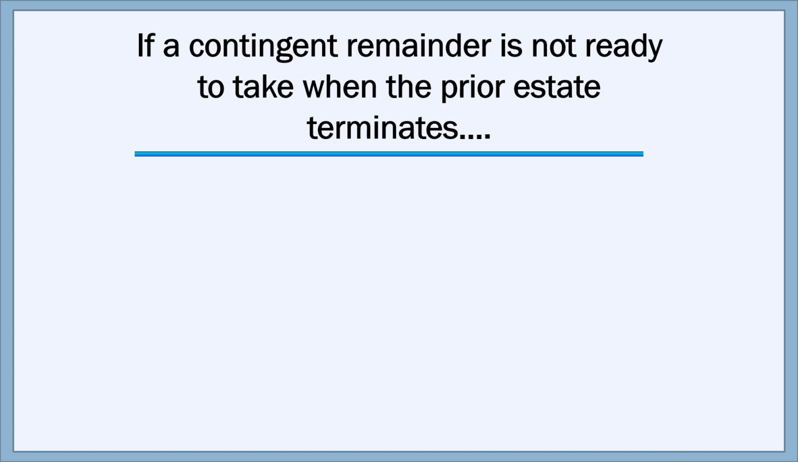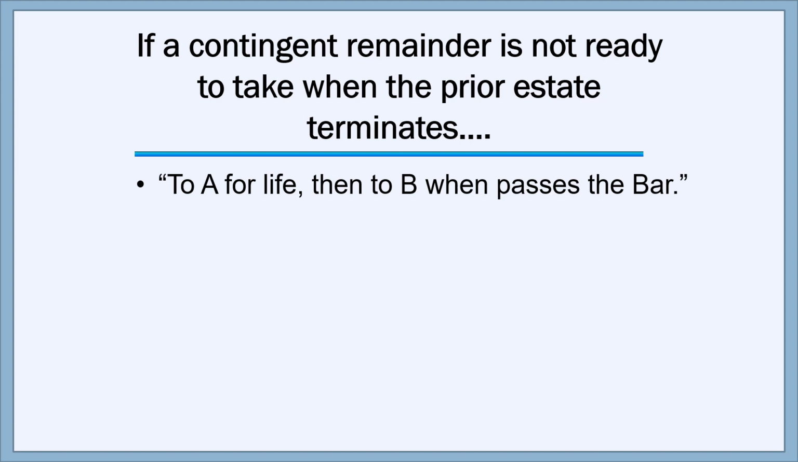Now let's consider what happens if a contingent remainder is not ready to take when the prior estate terminates. Here's an example of how that could happen. The grantor conveys to A for life, then to B when B passes the bar. Now it's possible that B will pass the bar before A dies, in which case the moment of A's death, B is entitled to possession of the land. But it's also possible that B won't pass the bar before A dies, but might pass the bar at a later time.